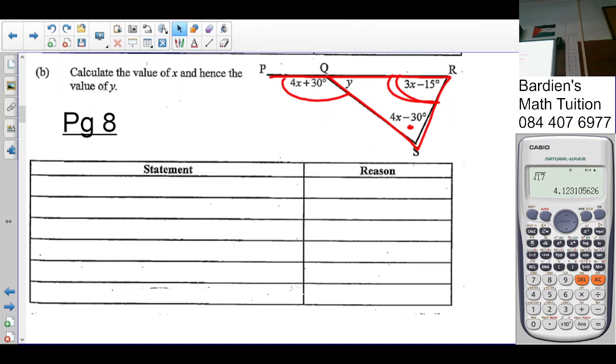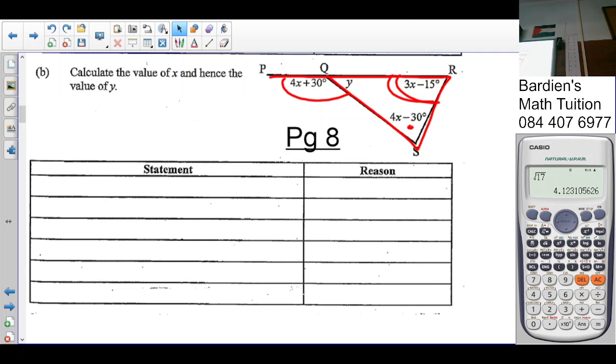Alright. Can you pause at this point? Alright, so at this point it should be done. The question says calculate the value of x and hence the value of y. What does hence mean? You must use your previous solution in your pursuit of calculating the next one. Okay, so what do we say?